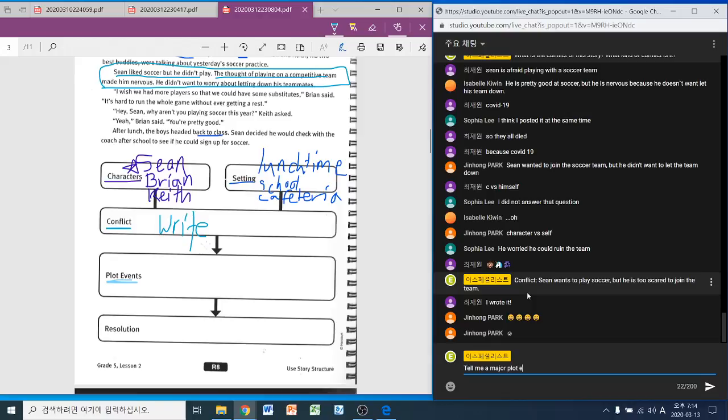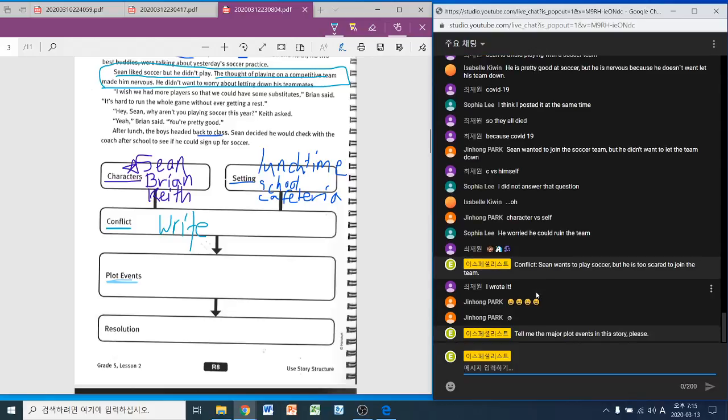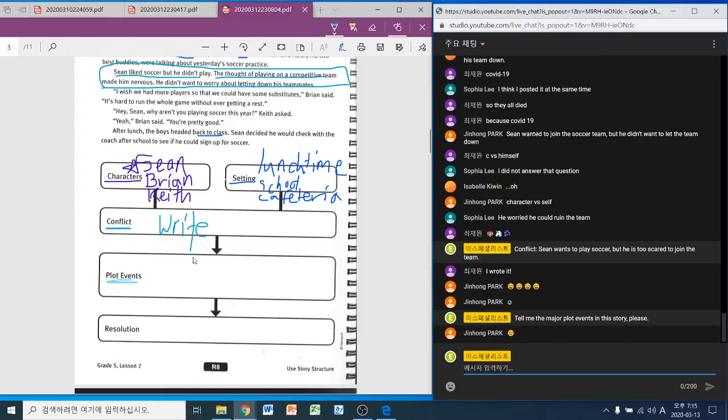Tell me the major plot events in this story that lead from the conflict. Tell me the major plot events in the story, please. What's happening here? What are the major plot events in this story? Between the conflict and the resolution. So major plot events do not include the resolution or the conflict.